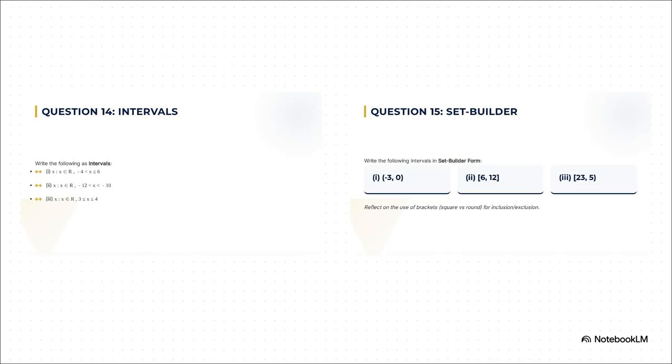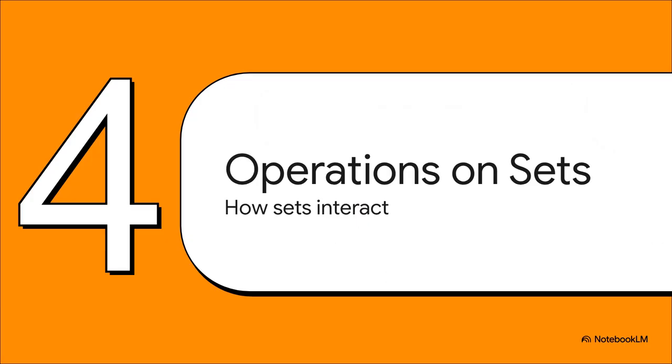But wait, what if our set isn't just a discrete list of distinct integers, but an infinite, continuous stretch of real numbers? Well, for that, we use intervals. Look closely at the notation here. It's super important. We rely on square brackets to explicitly include the boundary number and round brackets to exclude it. So a round bracket next to -3 means we start just after -3. But a square bracket next to 0, that means we stop precisely on the 0 and strictly include it in our set. Onward to part 4.